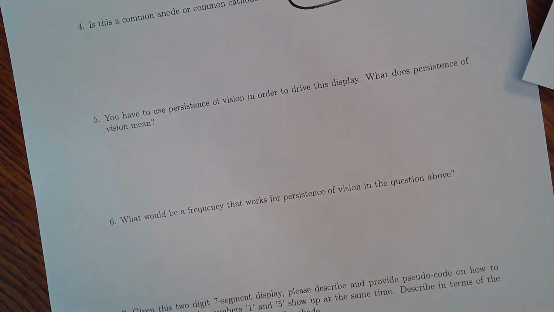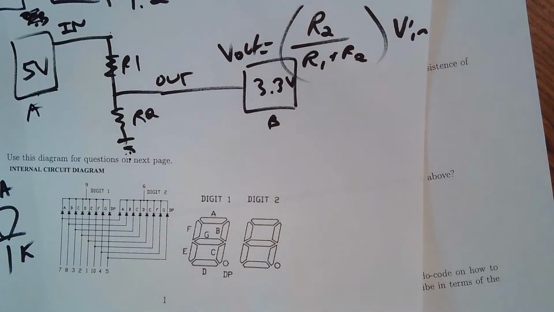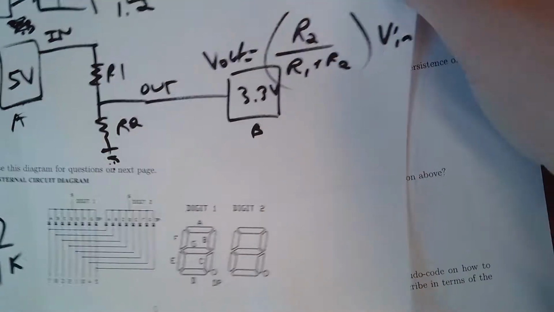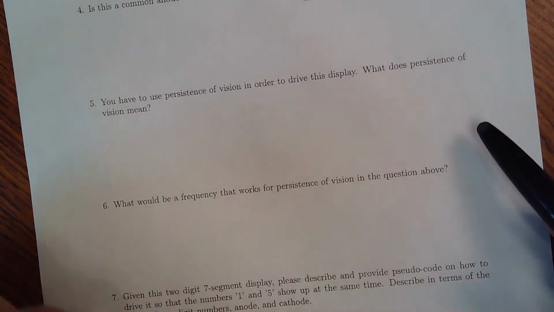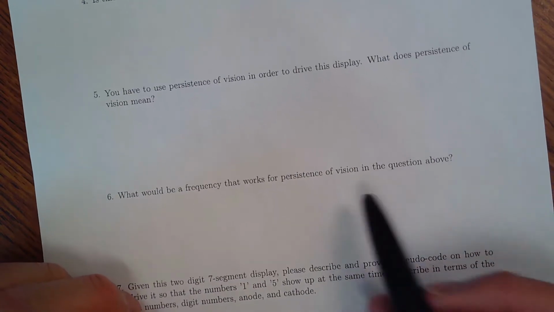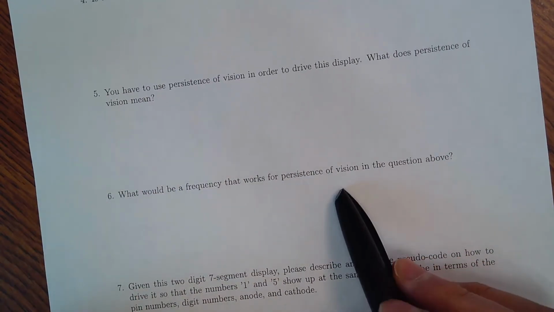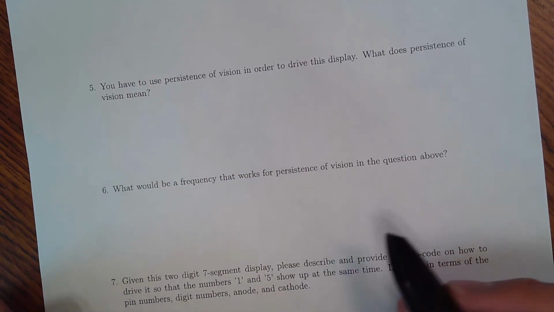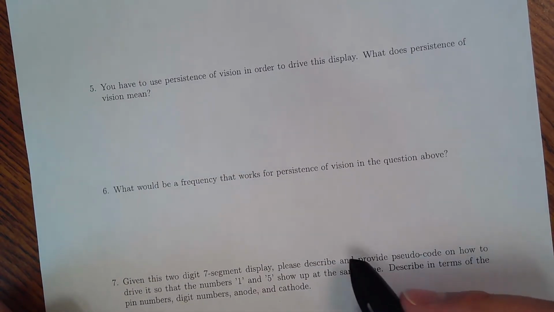Okay, you have to use persistence of vision in order to drive the display. What does persistence of vision mean? It means that we're changing the digits so quickly that your eyes can't tell the difference, right? We're quickly lighting digit 1, then turning digit 1 off, quickly lighting digit 2, and then turning it off. So you do that at a level above persistence of vision, and you essentially see 2 values at the same time. The frequency at which persistence of vision works is anything higher than probably, let's say, 60 hertz, 120 hertz. Anything higher than that, I'll take.